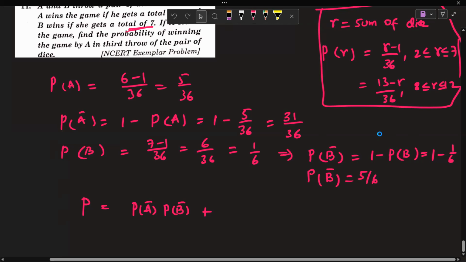Calculate this value. What are you doing? Huh? What are you doing? Sit here.